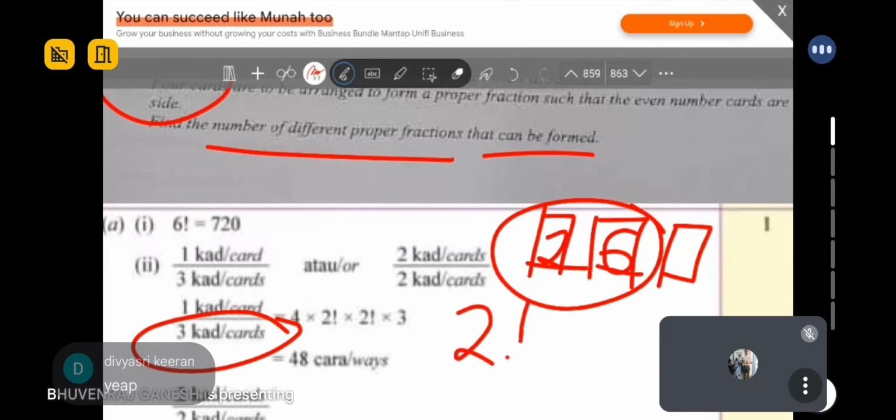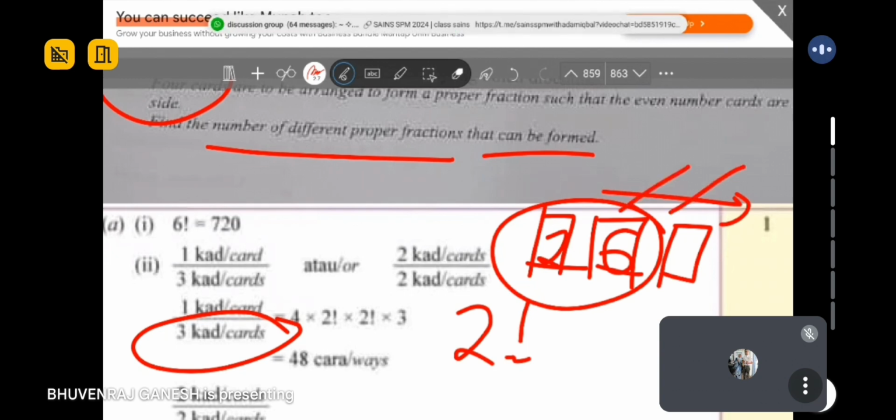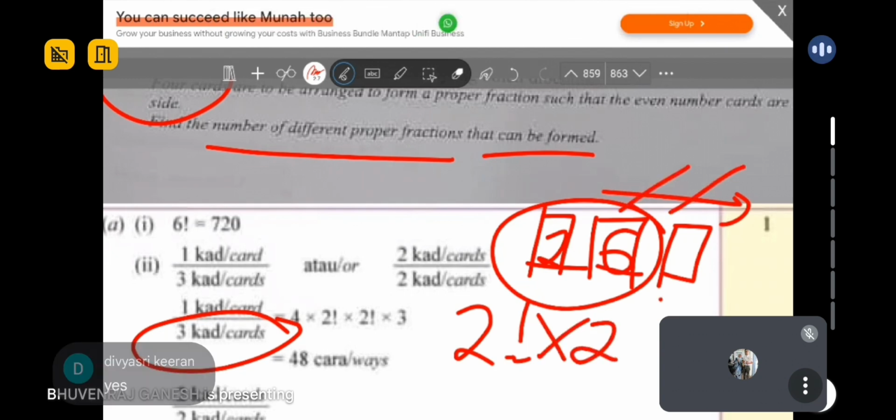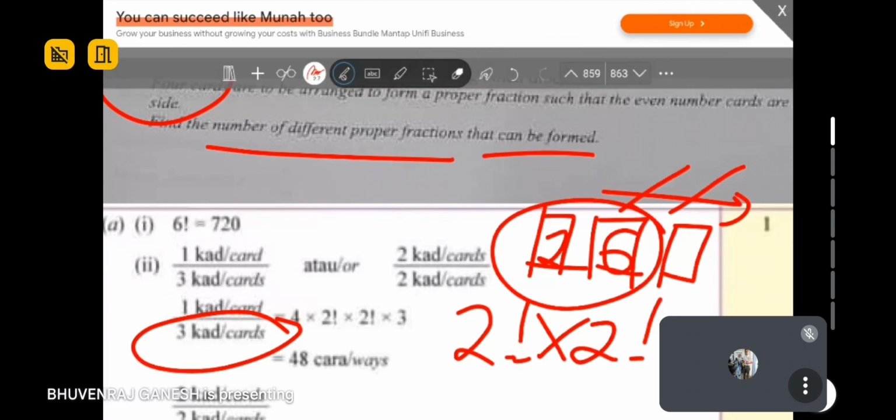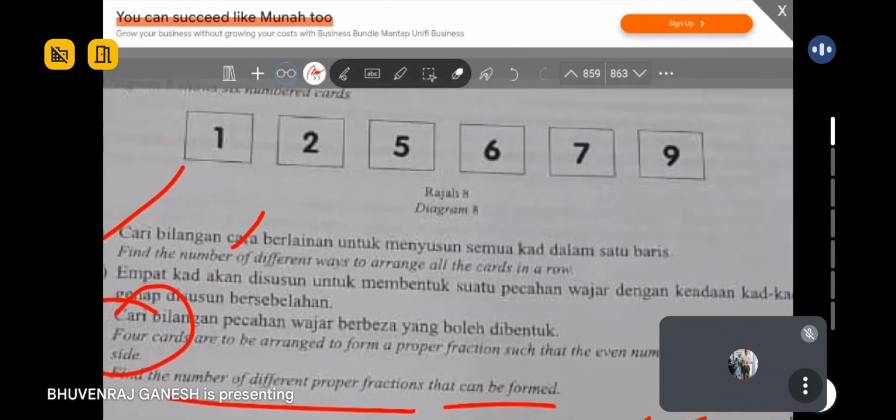Yes, 2 factorial. When you can switch place, 2 factorial. Can they move over here? Yes, mereka boleh gerak 2 kedudukan. So times 2 factorial again. Okay, and then this one times 3. Times 3 is because let me see.